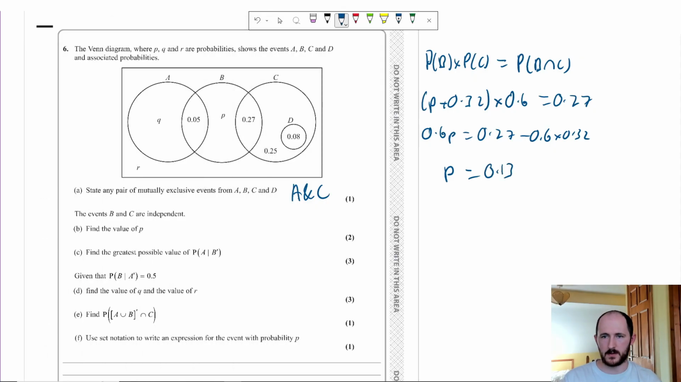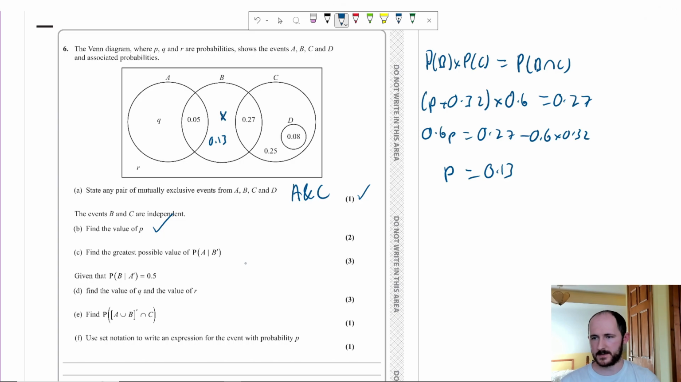So what I'm going to do is, and I'll do this on my papers, I've crossed that out and I'll write 0.13. That way I'm not getting confused between all the different letters. Cool. That's perfect. Then for part C, it says find the greatest possible value of A given not B.